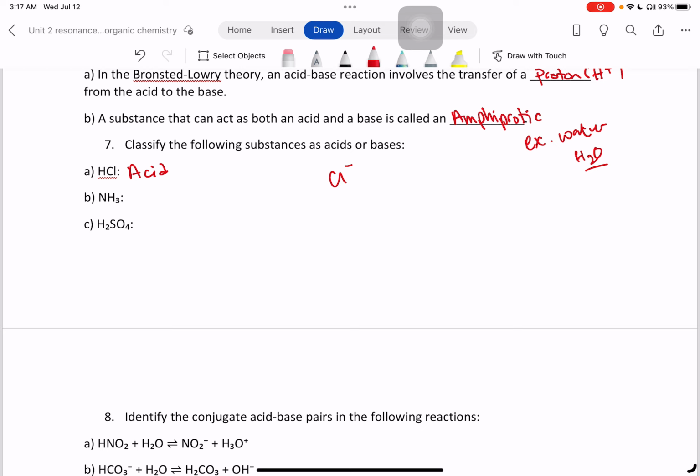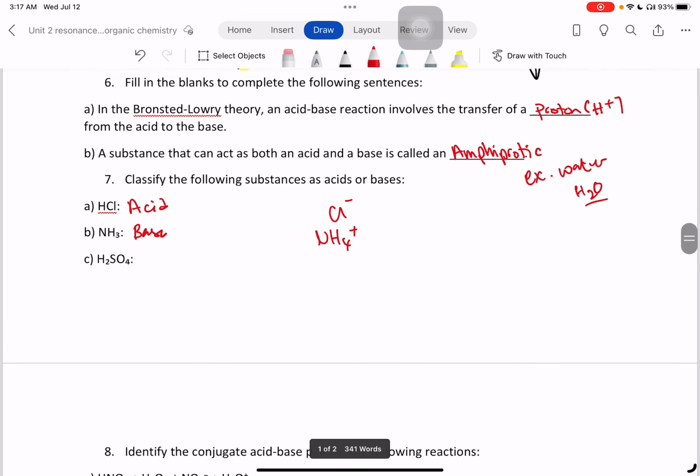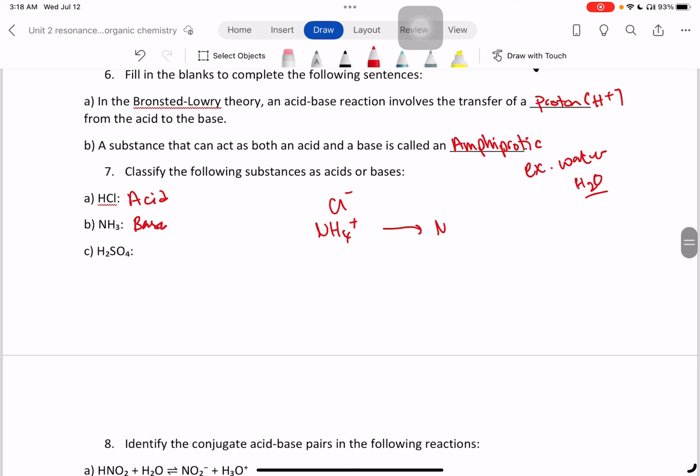Okay, next we have NH3. NH3 is a base. Okay, how do I know it's a base? Because NH4 plus, when it has an extra proton, that's an acid. When it loses its proton, according to the Bronsted-Lowry theory, it's going to become NH3. NH3 is a base because it is the conjugate base of an acid, right?